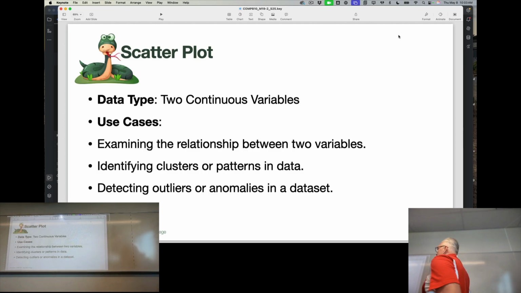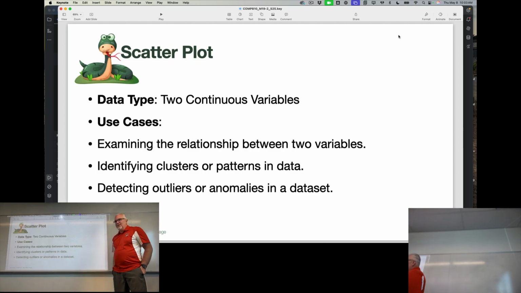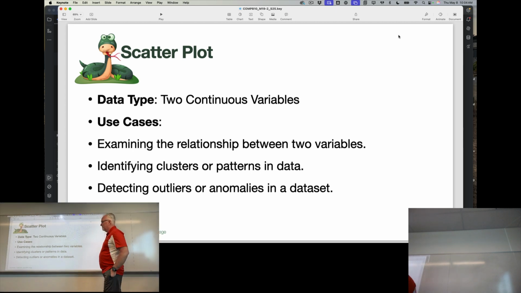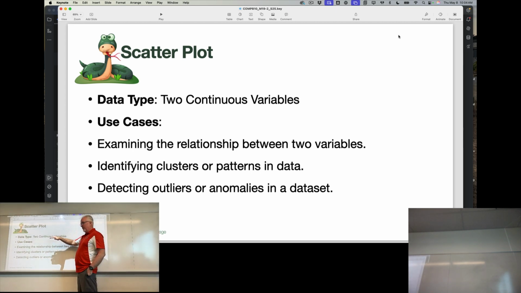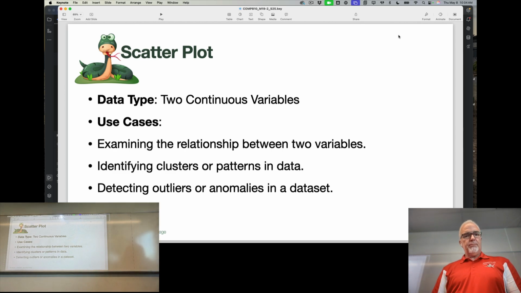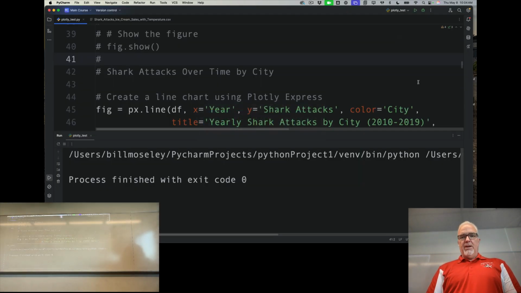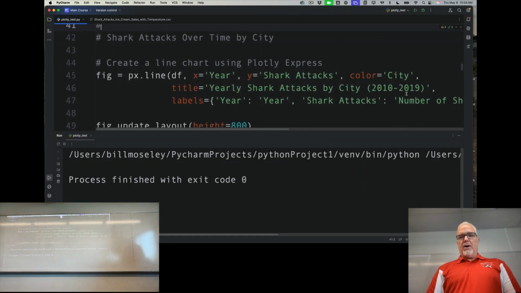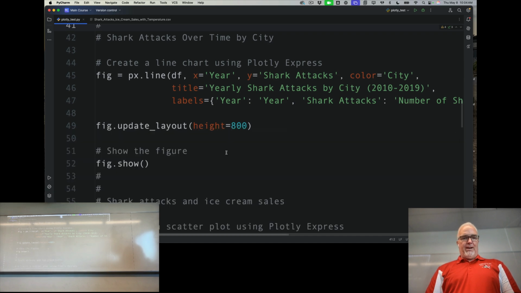A scatter plot is when we are trying to see if there's a relationship between variables. So a scatter plot takes each city for each year, so each row of data, and it says, let's put shark attacks on one variable and ice cream sales on the other, and let's see if there's a relationship. And if you're asking that question, are these two things related?